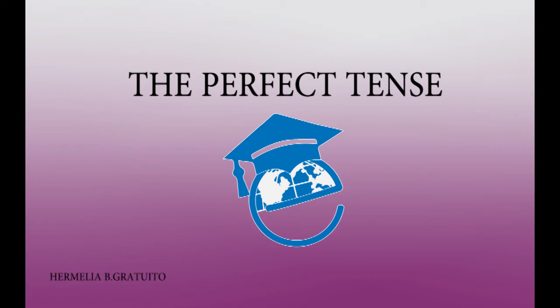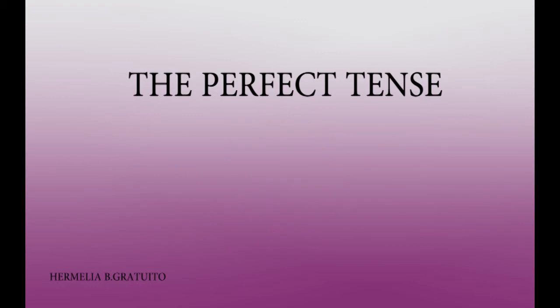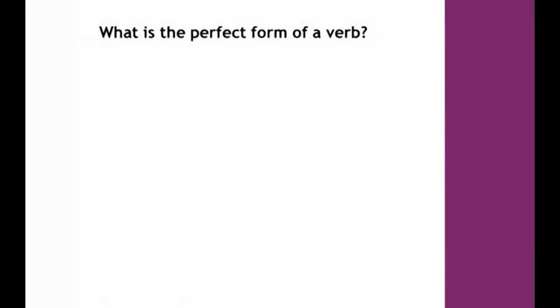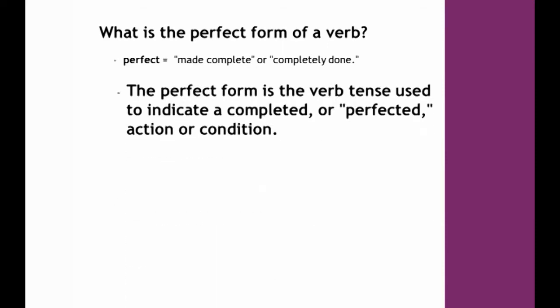Our lesson will be all about the perfect tenses of the verb. By the way, what is a perfect form? Perfect means made complete or completely done. The perfect form is the verb tense used to indicate a completed or perfected action or condition.